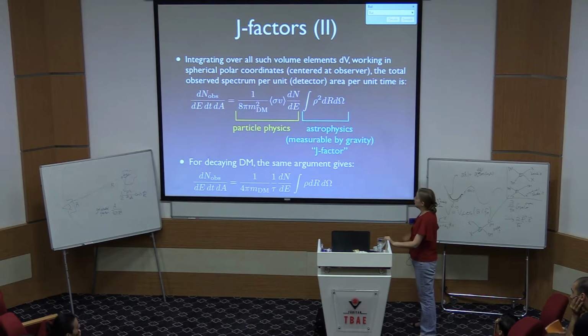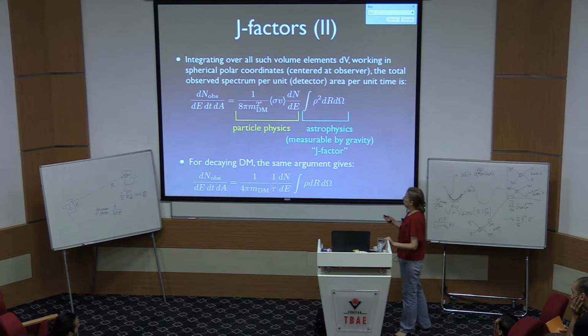Okay, so you can look up tables for dwarf galaxies or the galactic center, what their J factors are, and you can use that to infer what kind of cross-section you need to get a decent signal.